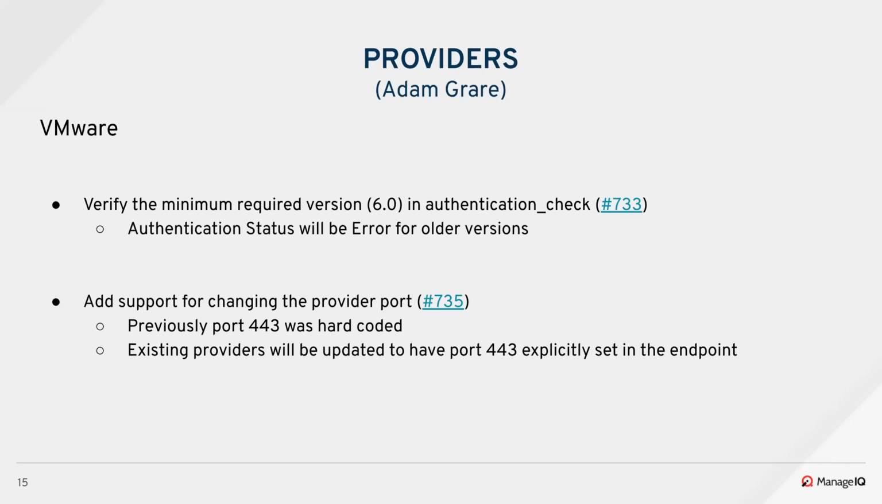We also added support for changing the port. Previously, this was hard coded to 443, which 99% of vSpheres in production are on. But for development, the VC simulator is on port 8989, and so it's really nice to be able to go in and change the port without having to run the simulator as root, especially for a developer laptop, where you might not have root access sometimes. So just nice to be able to switch that out. Next slide.